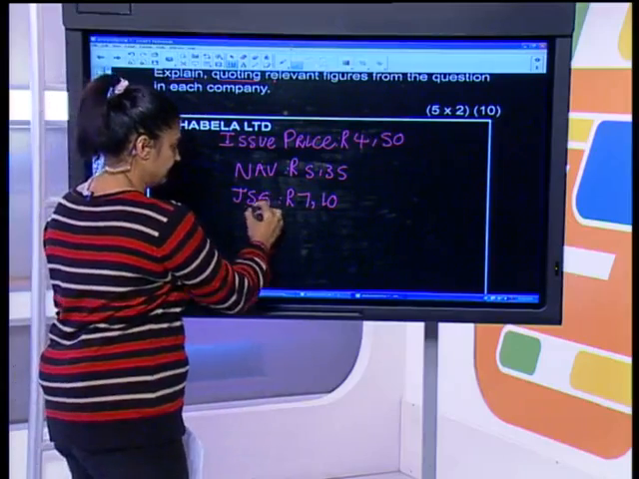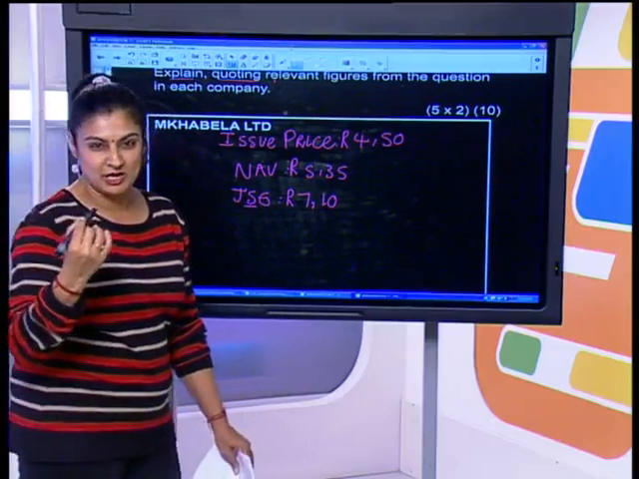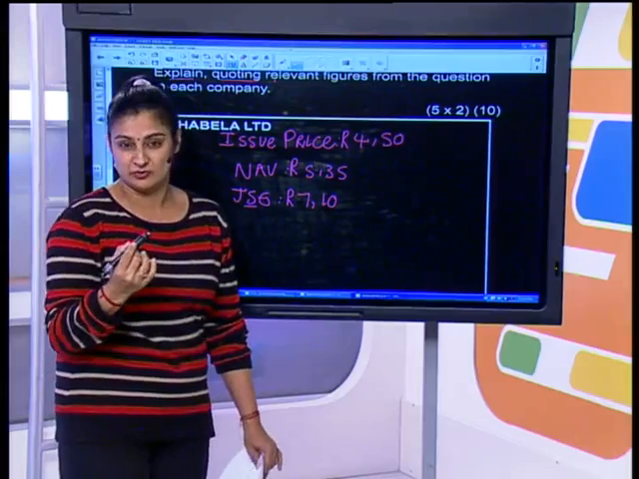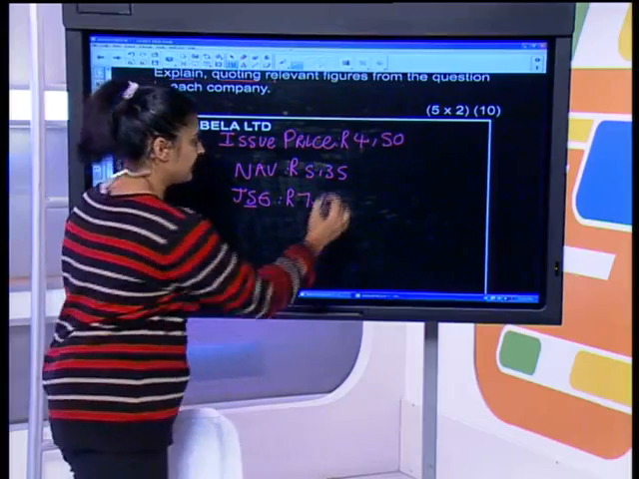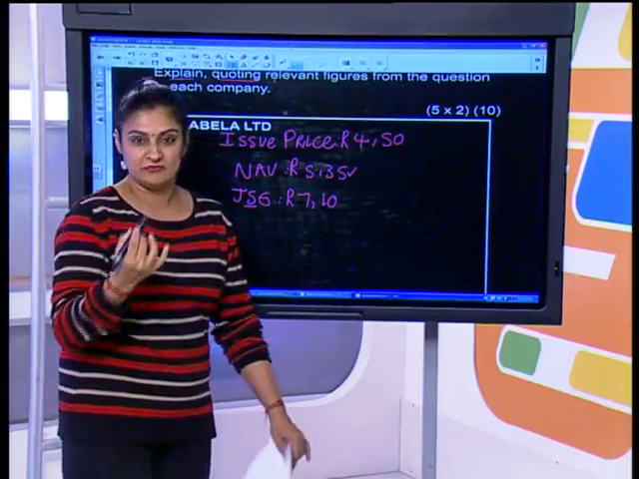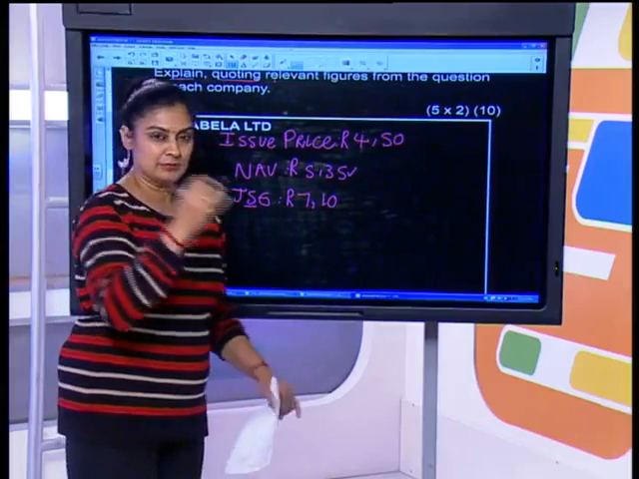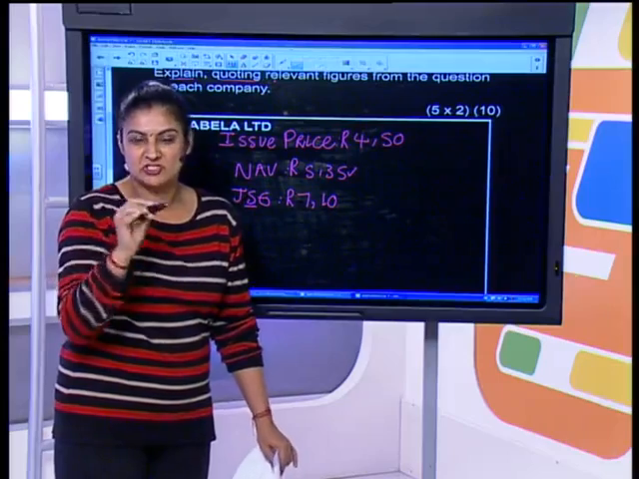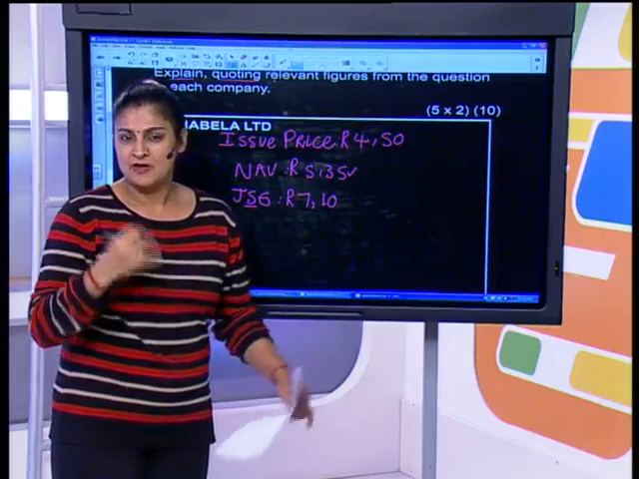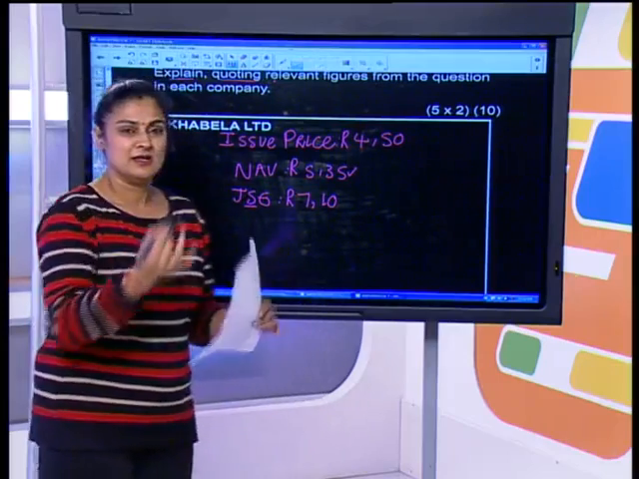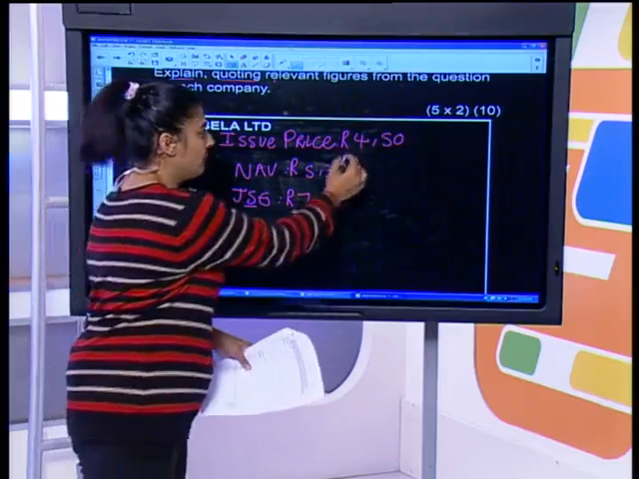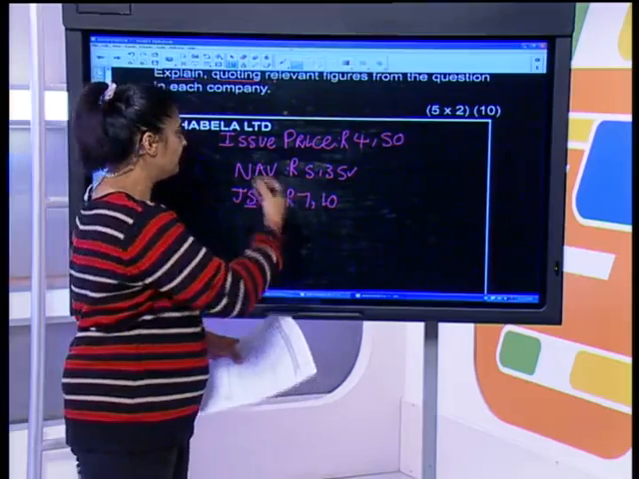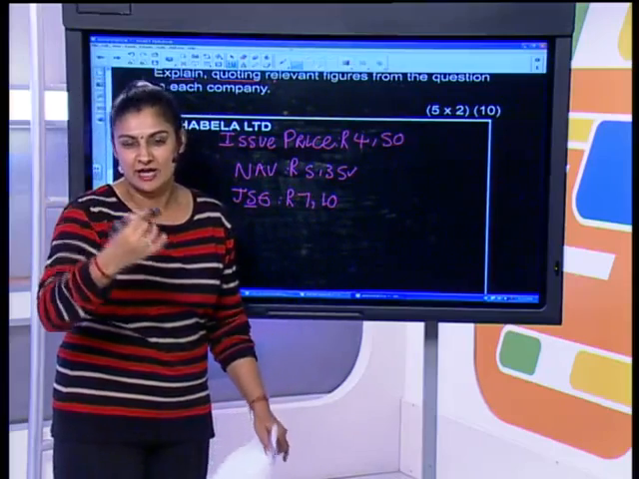The JSE tells you about the general public out there. They are willing to pay 7.10 for the shares. So although the shares are worth 5.35, the JSE, the public out there, is prepared to pay 7.10 for shares in MK Limited. Right, so immediately, guys, this is the share price of 4.50. Okay, the company, the directors, they could have sold the shares at a much higher price.